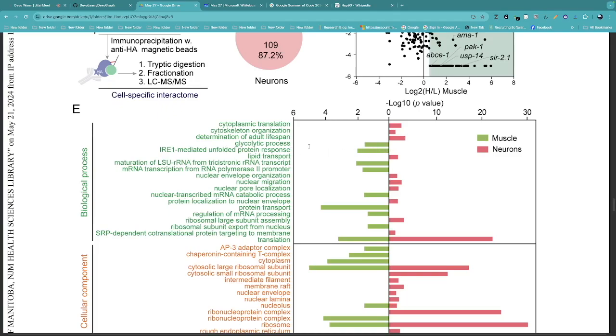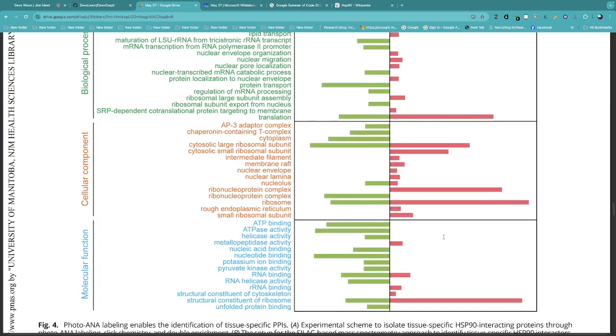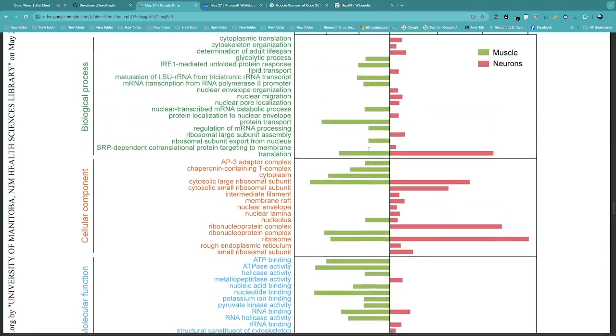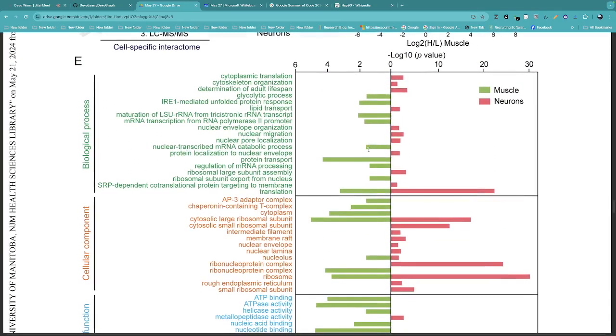So for example, glycolytic processes are expressed in muscle, IRE1-mediated unfolded protein response is expressed in muscle, lipid transport is specific to neurons, and so forth. Translation, of course, is specific to both, as you might expect. Ribosome is specific to both, and so on and so forth. So you can get a sense of the functions that are cell specific based on their expression and how we can characterize these.